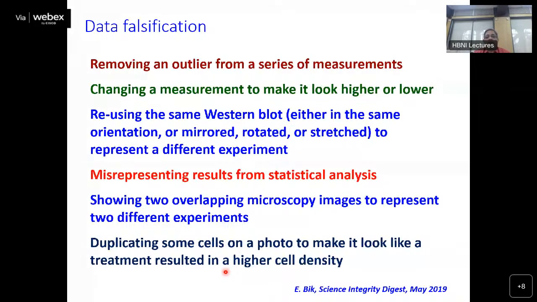So they are either simply rotated or mirrored or stretched or something like that to show that there's a different experiment. Then you can also have misrepresenting of results from statistical analysis. Or you can also show two overlapping microscopy images to represent two different kinds of experiments.